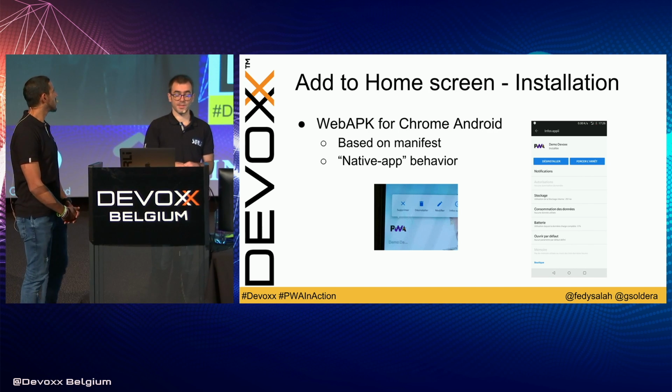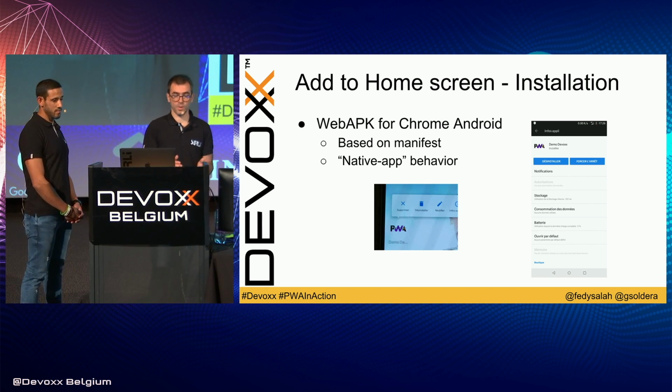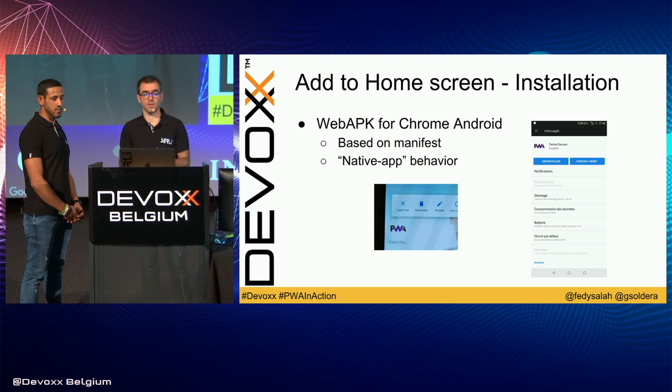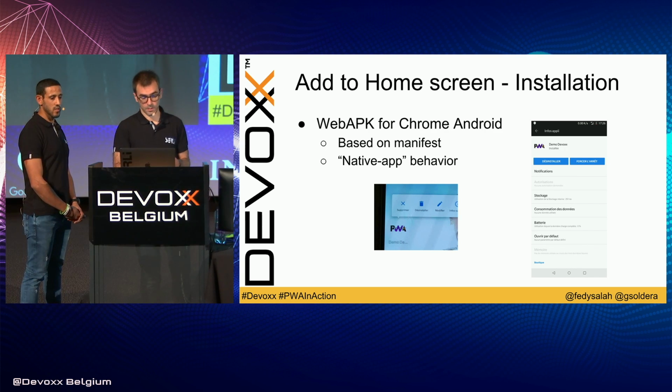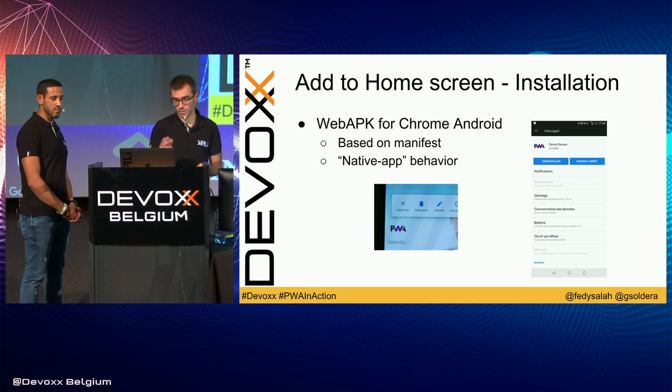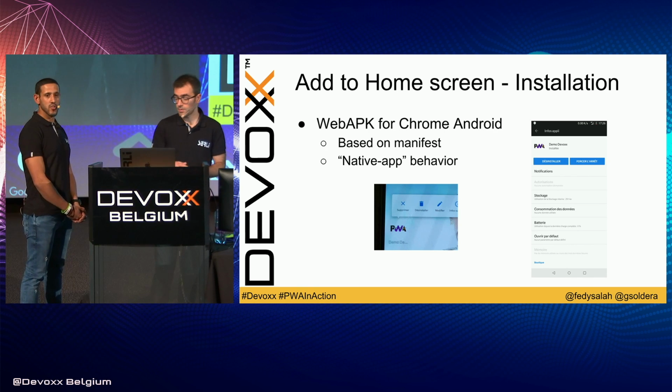When the application is installed on Android, a WebAPK is generated. This APK is based on the manifest file and enforces the native app behavior. You have an install notion, or information about storage or about battery, as for an ordinary app.